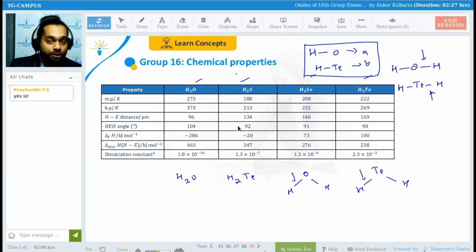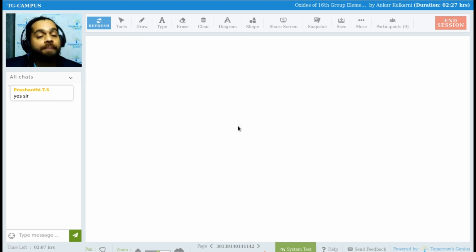Yes, Sindhuja. Okay, Sindhuja used the double bond logic. Fine, I got it. Then tell me, why did you say B? Sir, I thought Te has a huge size, so it will be harder for it to hold on to both the hydrogens, so it will be breaking easily. Okay, very good. See, look over here.